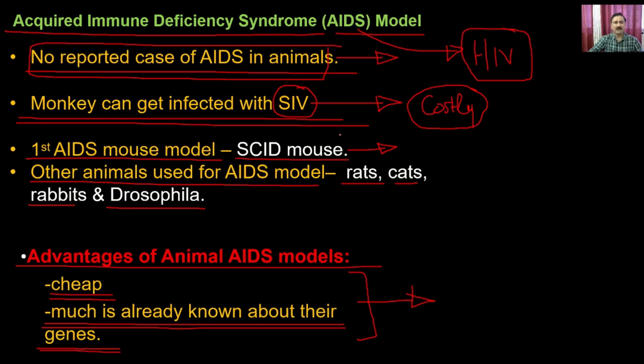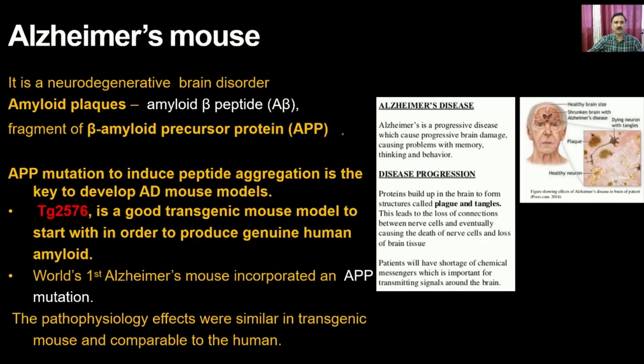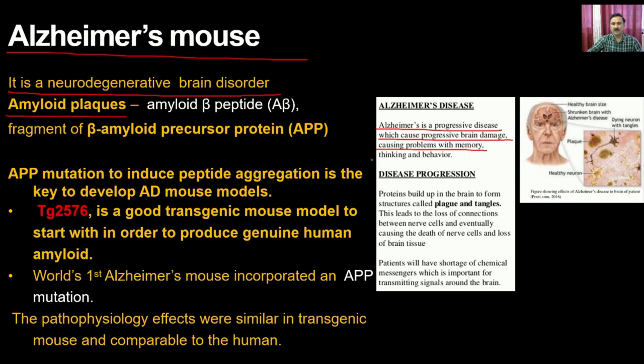So apart from that, you also have the Alzheimer mouse. Alzheimer is a neurodegenerative disease where you have the amyloid plaques. So what is the Alzheimer disease? Alzheimer is a progressive disease which causes progressive brain damage, causing problems with memory, thinking, and behavior.